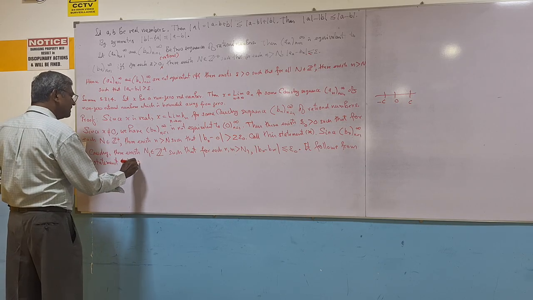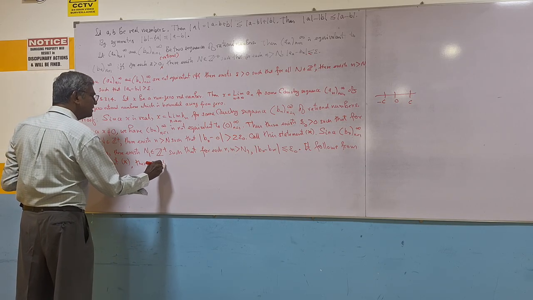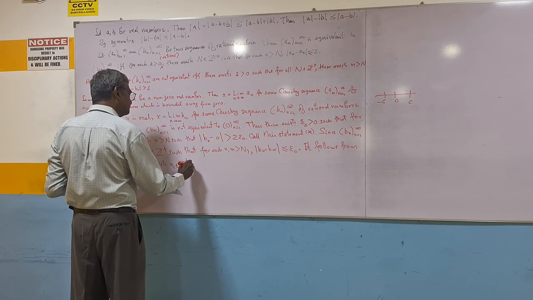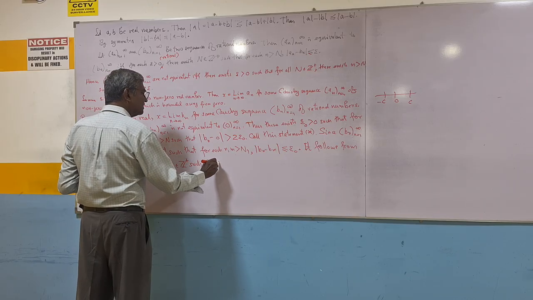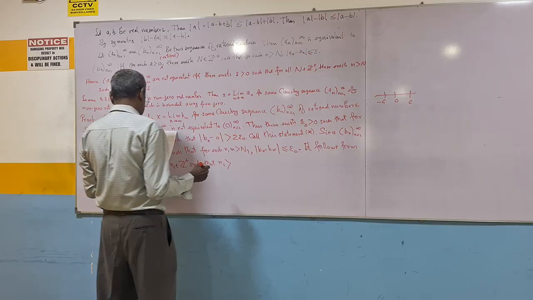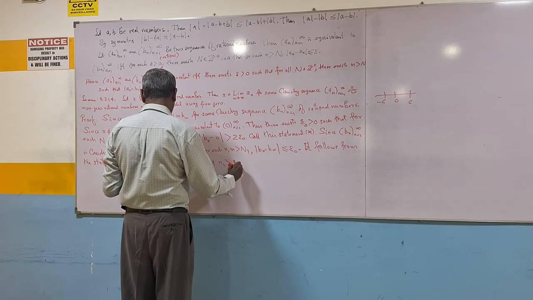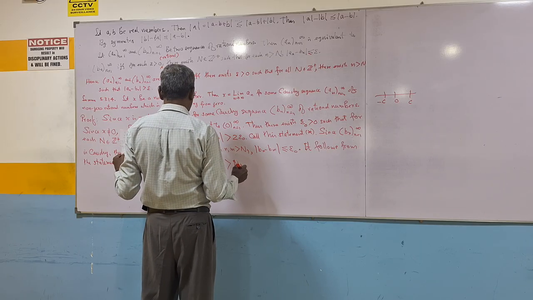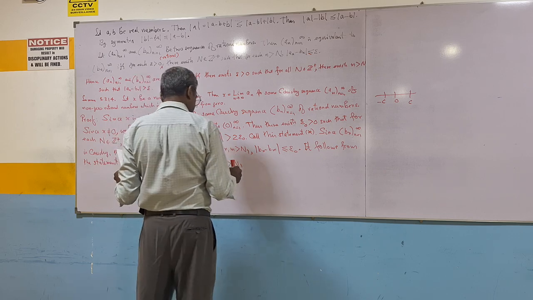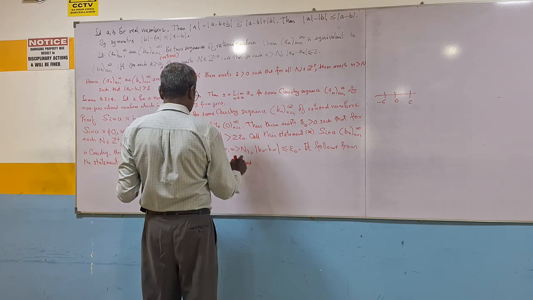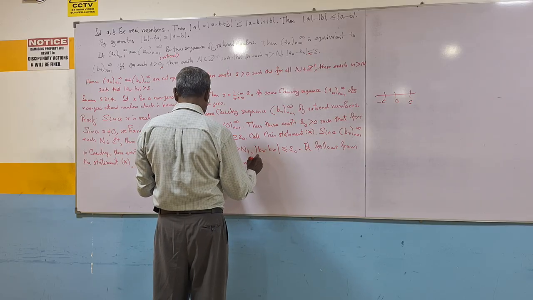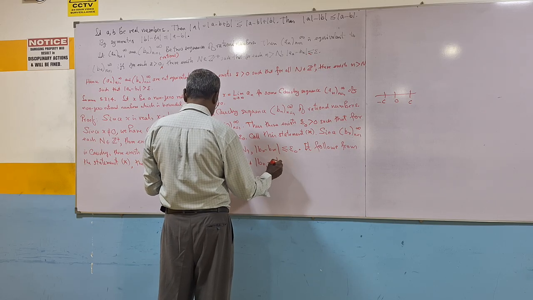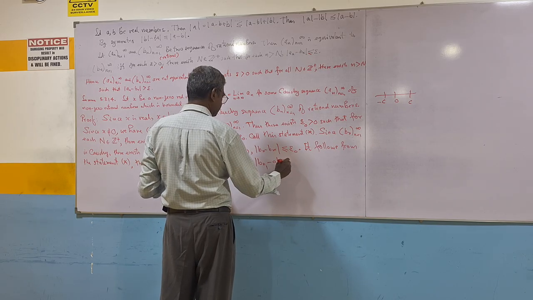There exists simple n1 belongs to Z plus such that simple n1 greater than N1 and |Bn1 minus 0| greater than 2 epsilon 0.